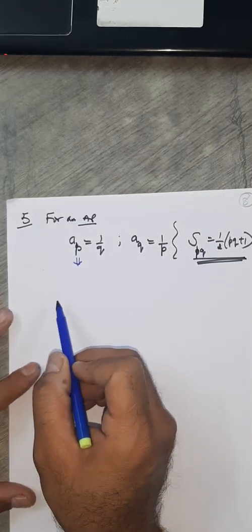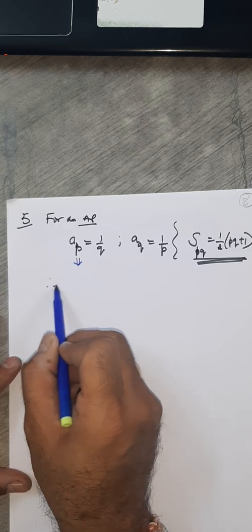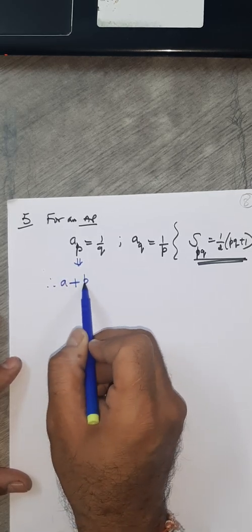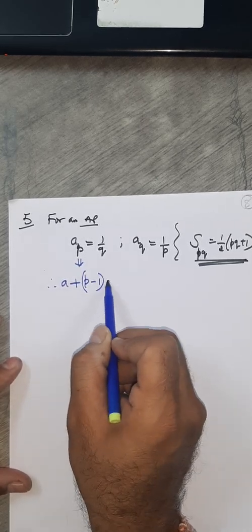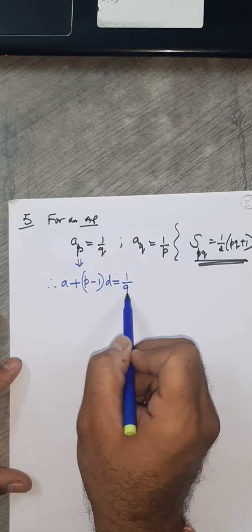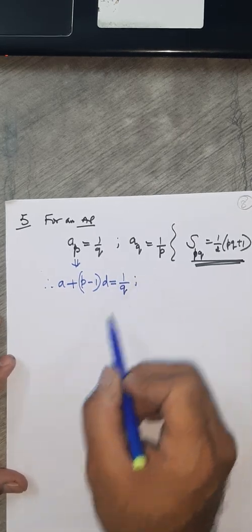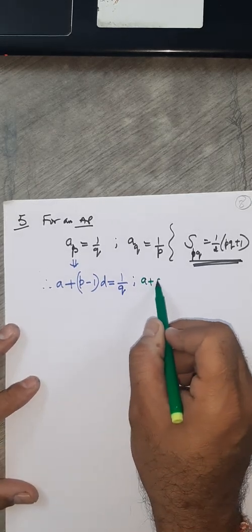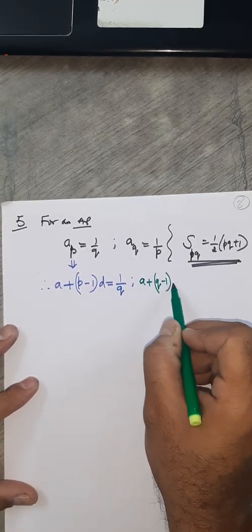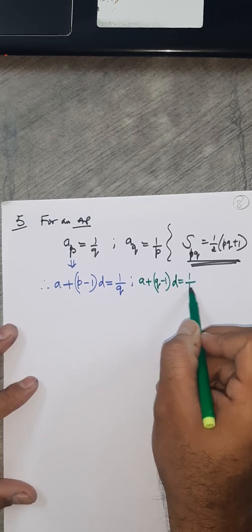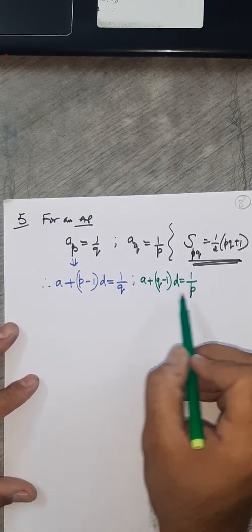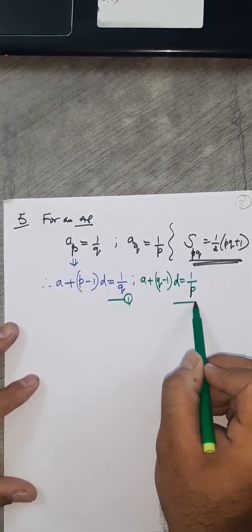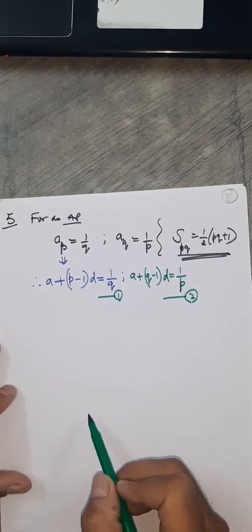What is AP, the pth term? That is A plus P minus 1 into D equals 1 upon Q. And AQ, the qth term, that is A plus Q minus 1 into D equals 1 upon P. So we have these two equations. You can call them equation 1 and 2.